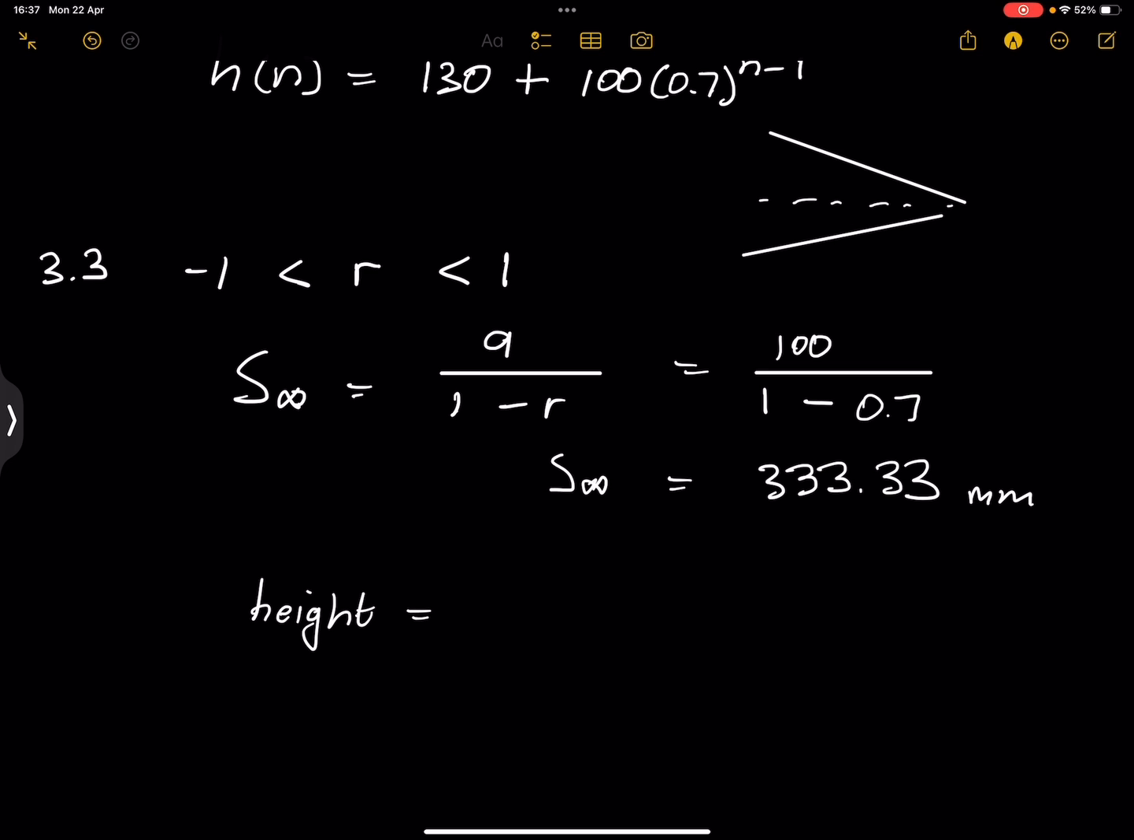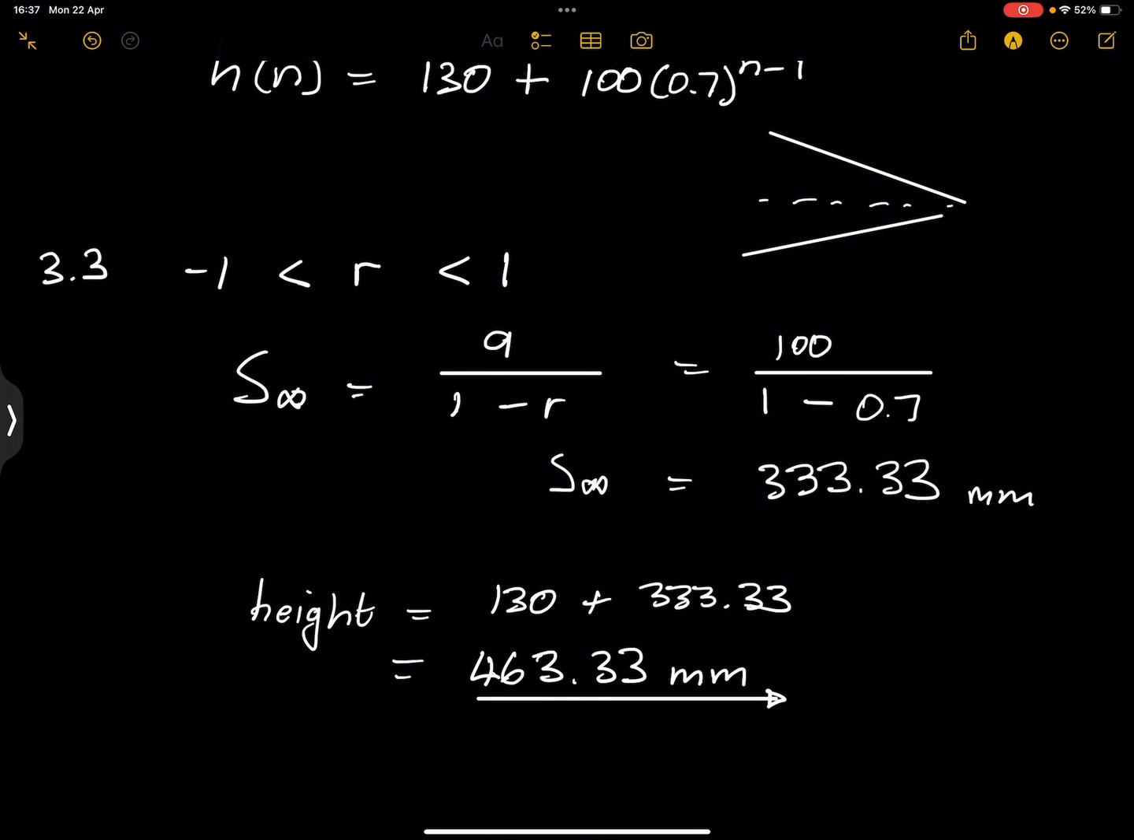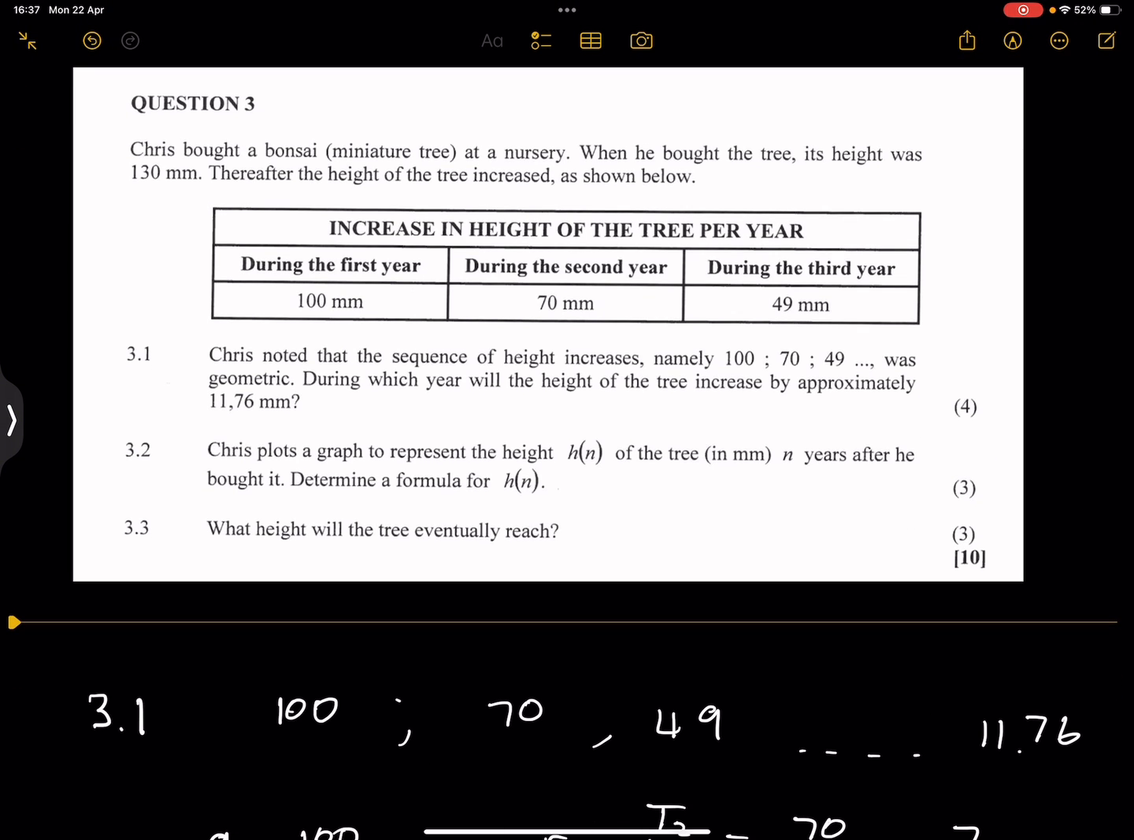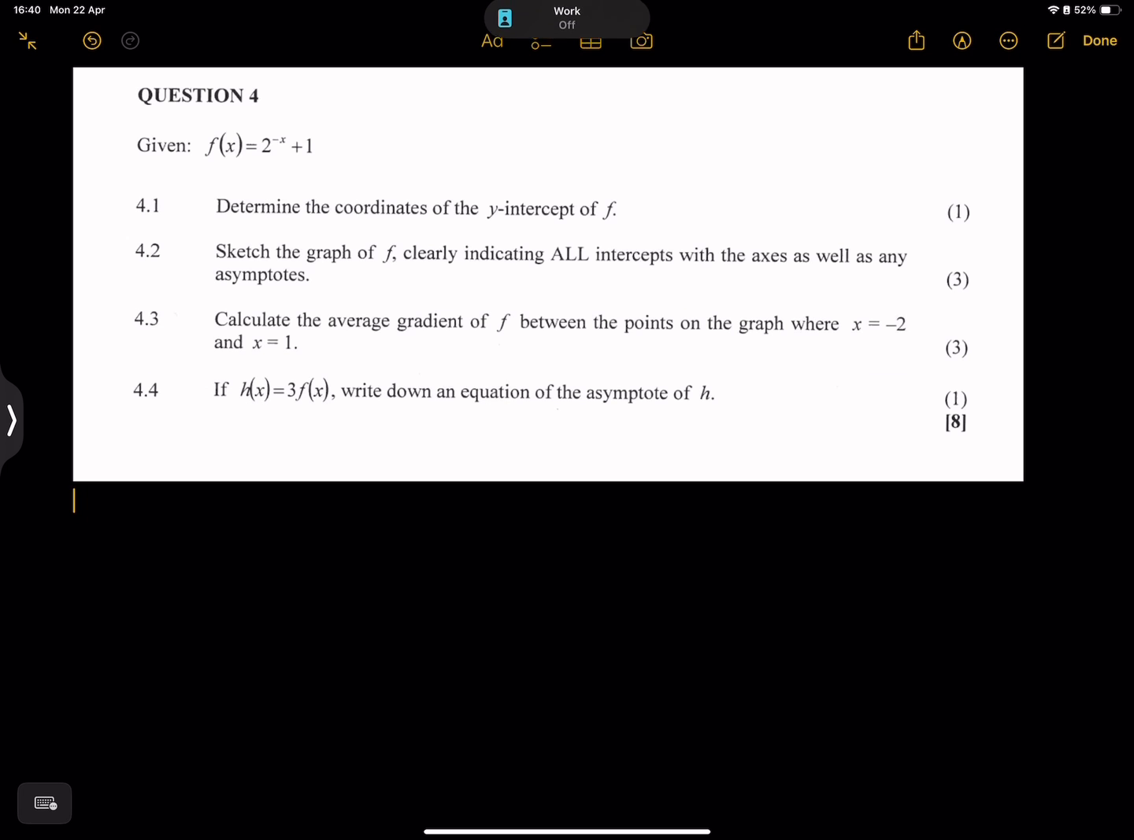The height of the tree will be equal to the initial height, 130, plus the sum to infinity, 333.33, and that gives me 463.33, and that's in millimeters, right? So that is the height that the tree will eventually reach. And that's it. On to question 4 we go.